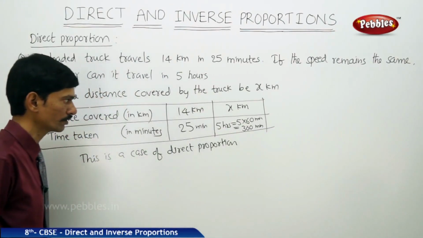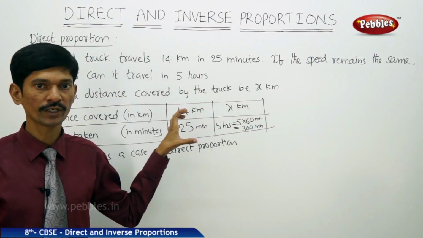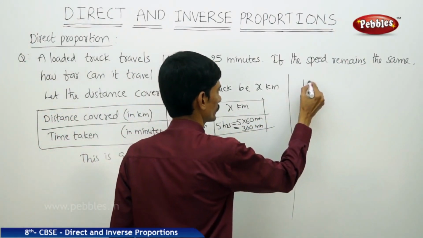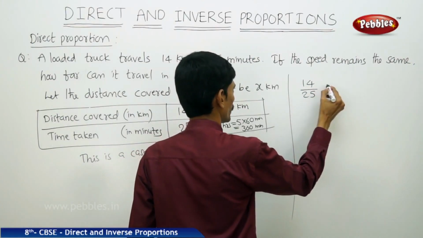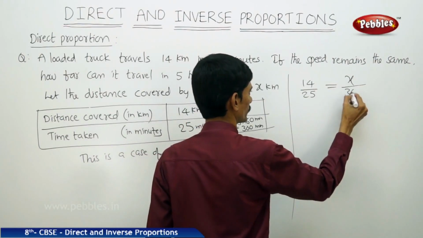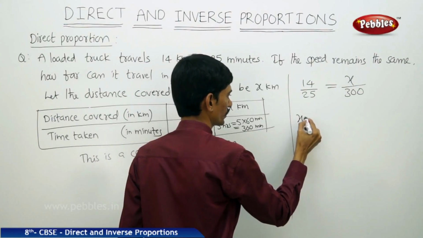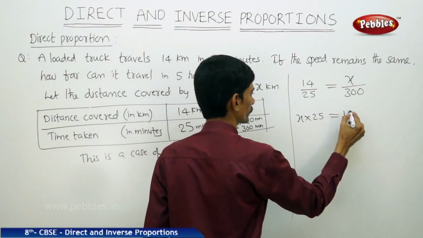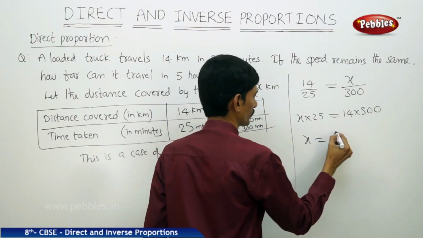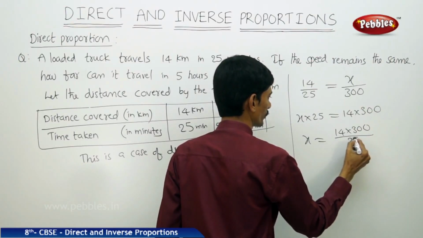So in direct proportion we know that the ratio between two quantities will be a constant. So we can take 14 by 25 equals x by 300. Now by cross multiplication we can write that x into 25 equals 14 into 300. Now x equals 14 into 300 by 25.